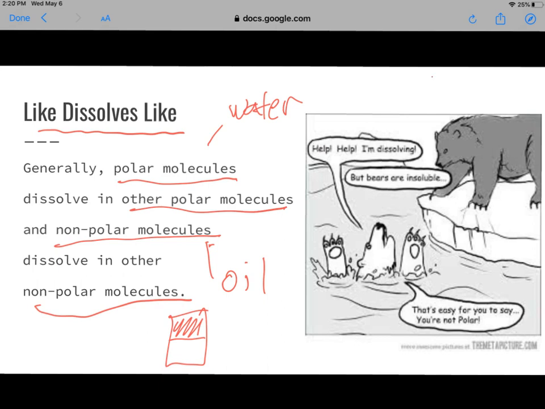And then over here we just have a little joke, see if you get it. This bear says, "Help, I'm dissolving." And this one says, "But bears are insoluble." And he says, "That's easy for you to say, you're not polar because this is a polar bear, so it's dissolving in the polar water."